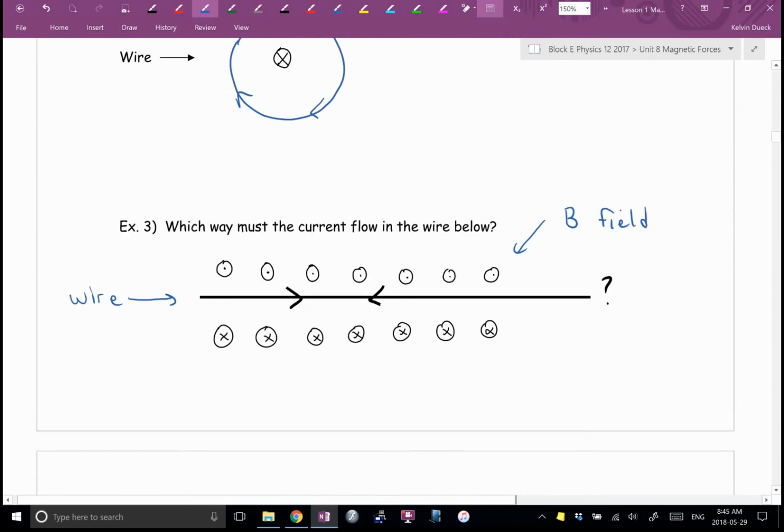So, which way must the current be flowing in that wire, to the left or to the right, to create a magnetic field? What do those dots above the wire mean? What direction is the magnetic field? Out of the page? What do those X's below the wire mean?